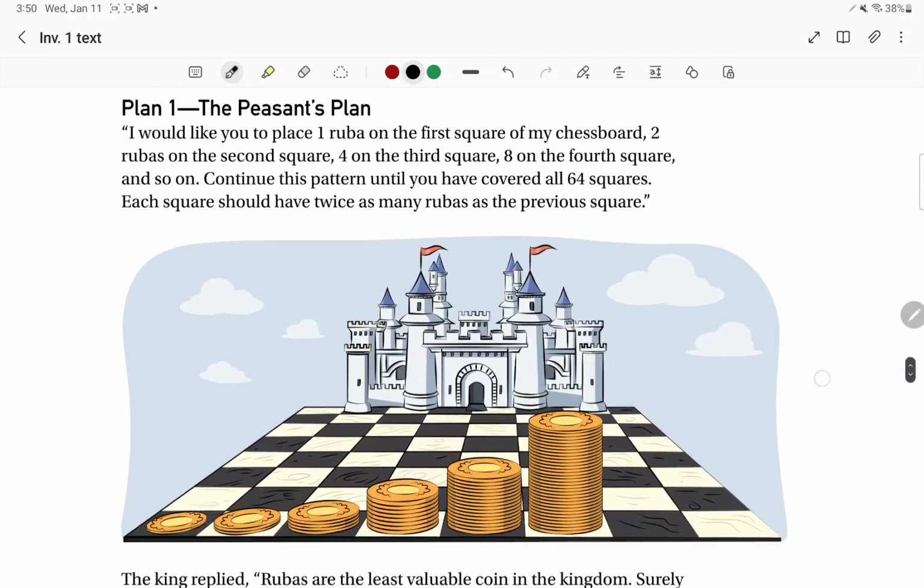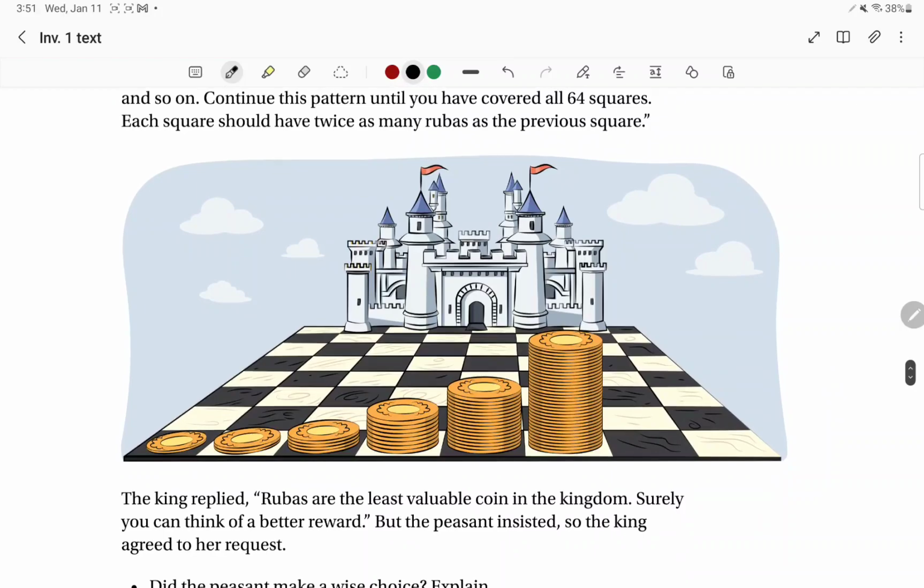So here's her request. She's essentially saying, take a chessboard, and let's say pennies is a ruble. She says, put 1 penny on the first square, 2 pennies on the second square, 4 pennies on the third square, and so forth. So you're doubling what was on the square before it.